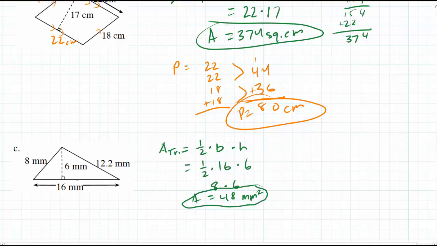Okay, the perimeter, again, we add all the sides. So we have 16 plus 12 and 2/10 plus 8. We do not add the height. Keep that in mind. We do not add the height. Okay, as far as portions, we have the 2/10. 2 plus 8 is 10, plus 6 is 16. 3 ones is 3. So we have the perimeter is 36 and 2/10 millimeters.